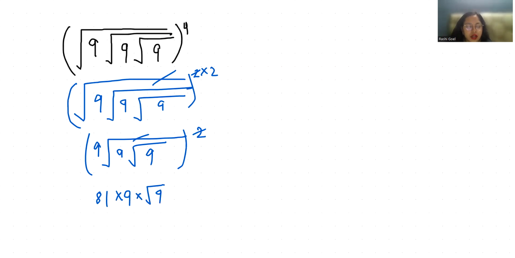So 81 into 9 is 729, and this square root of 9 we can write as 3 square, and with the help of the square, the square root removes. So 729 times 3, which is 2187.